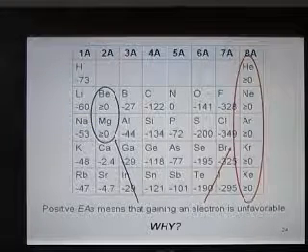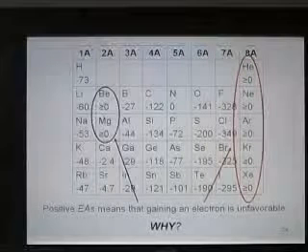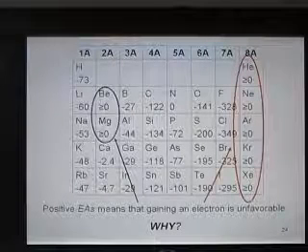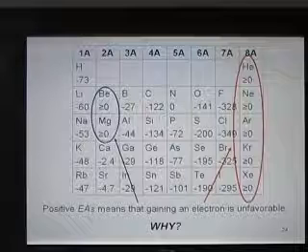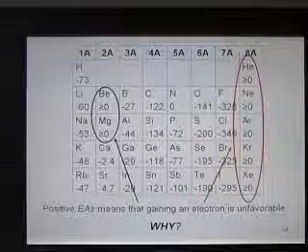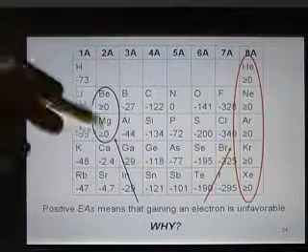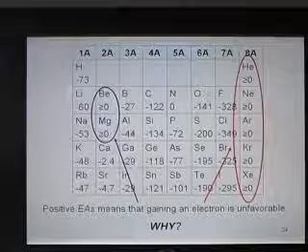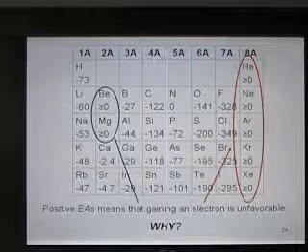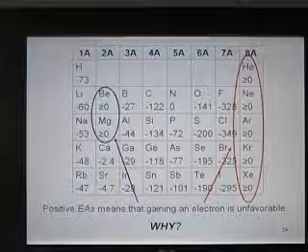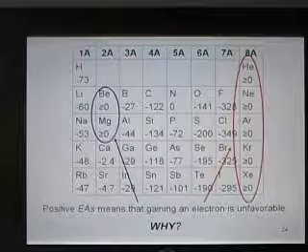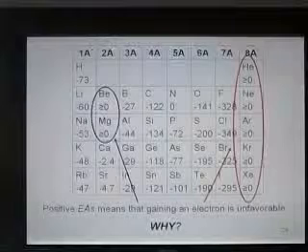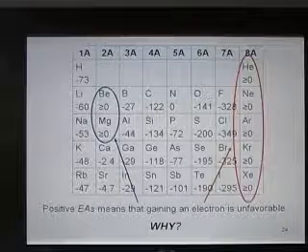Positive electron affinities means that gaining an electron is unfavorable for these atoms. I want you to think about the electron configuration of beryllium and magnesium and all of the noble gases. Why would it be unfavorable for an electron to be added to any of these atoms? Answer that yourself.